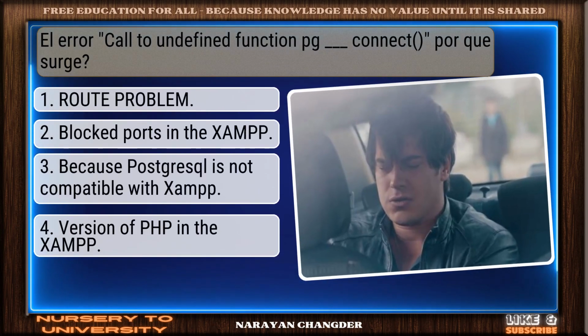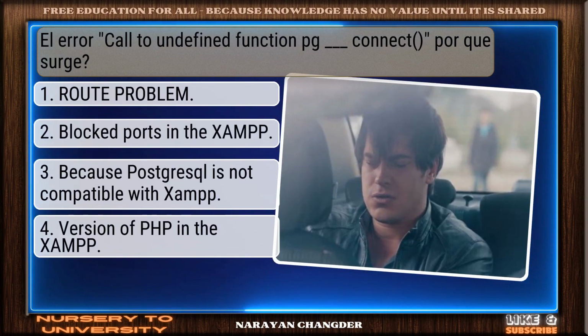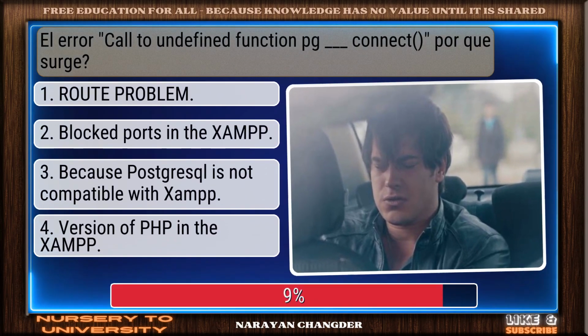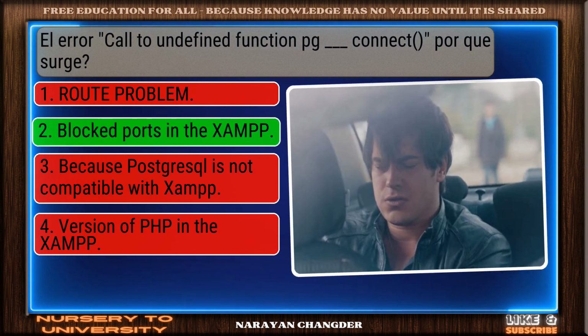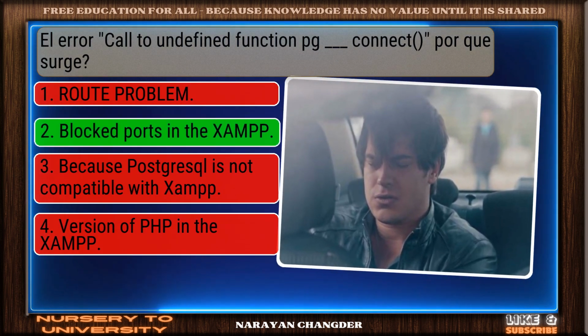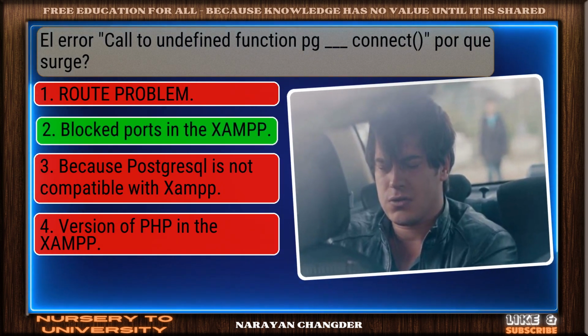Question number 29. Error: call to undefined function pg_connect. What is the cause? Strong choice. Blocked ports in the XAMPP is the right answer.